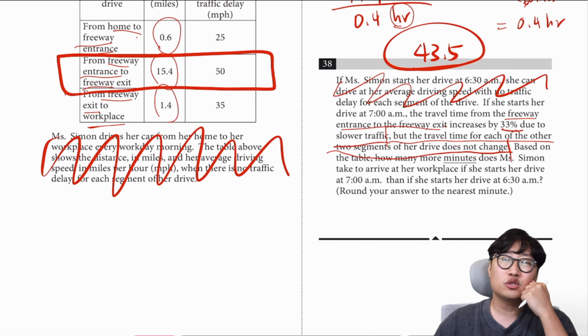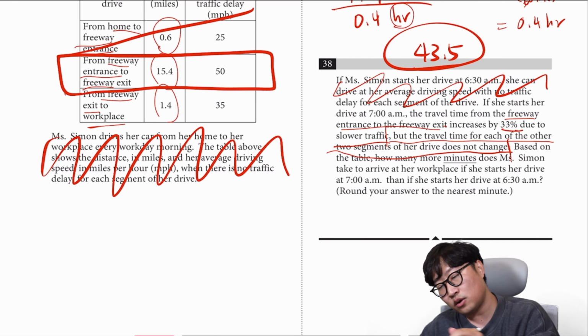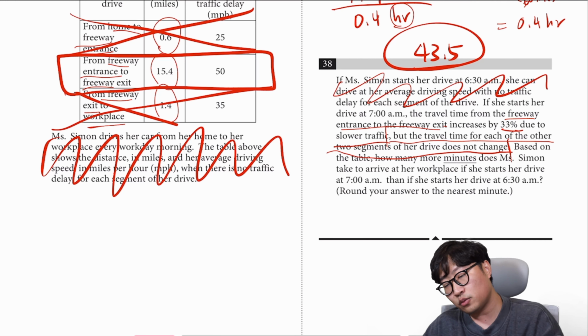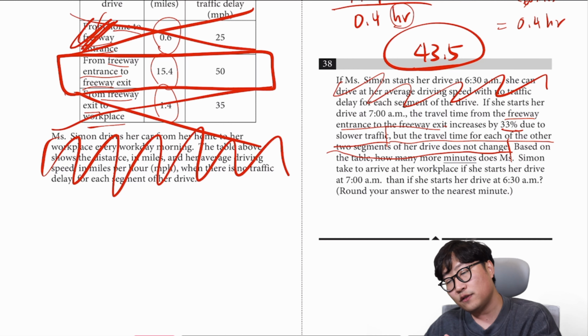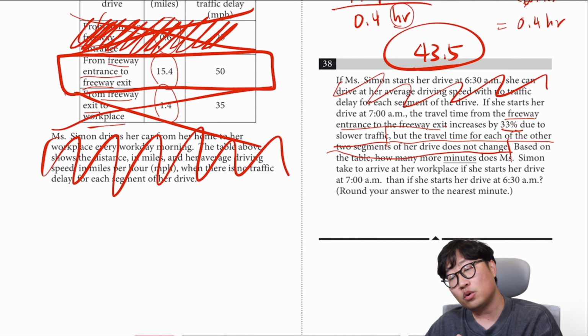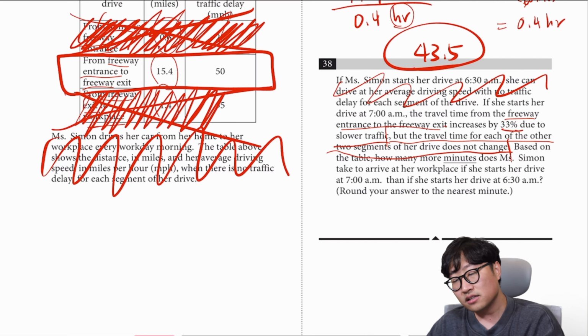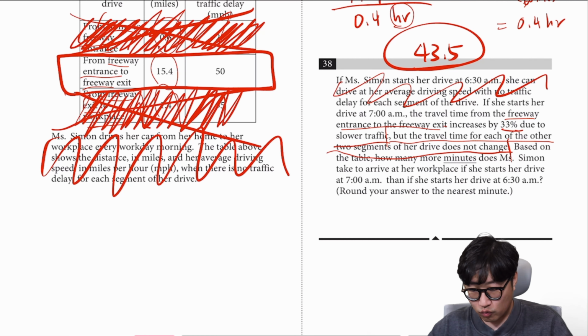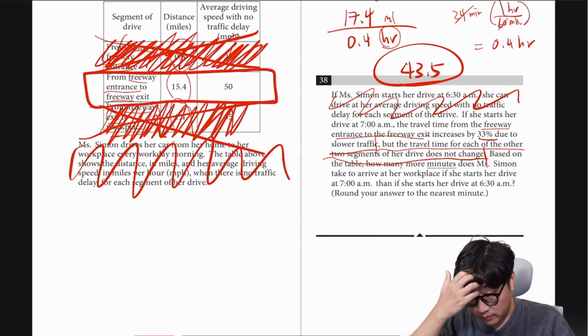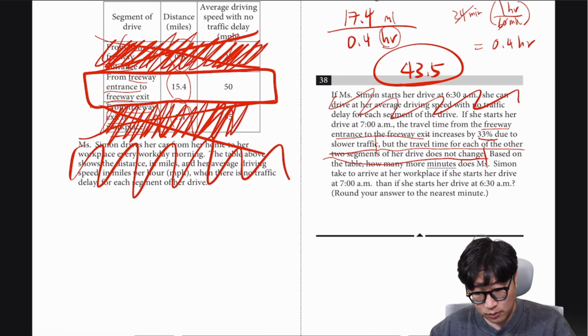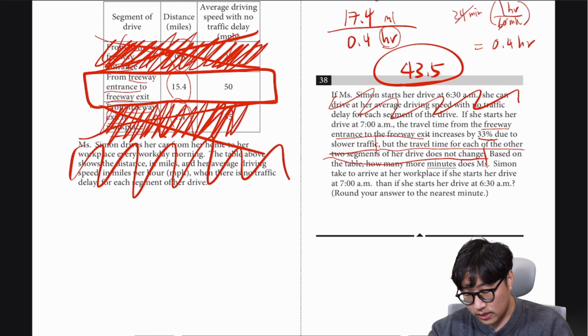Okay, so first of all, I want you to understand that I don't need to care about the home to freeway entrance and freeway exit to workplace because that didn't change. So if she's taking more time in total, that is only solely because of the freeway entrance to freeway exit. So that's all I'm going to care about. So right now, how much time is she spending on that? And then how much more time is she going to be spending, right? So right now, let's figure it out.